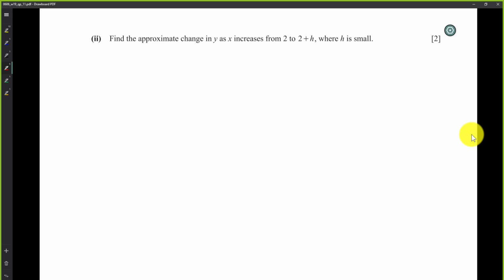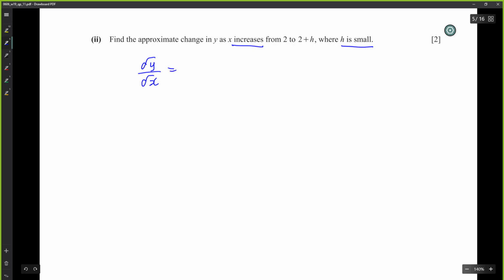Alright, part 2. Find the approximate change in y as x is increased from 2 to 2 plus h. You see the word increase, you know this is a small change, and the question is kind enough to tell you h is small. So for small change, what you need to do here is memorize the small change formula, where the change of y over the change of x equals dy/dx.